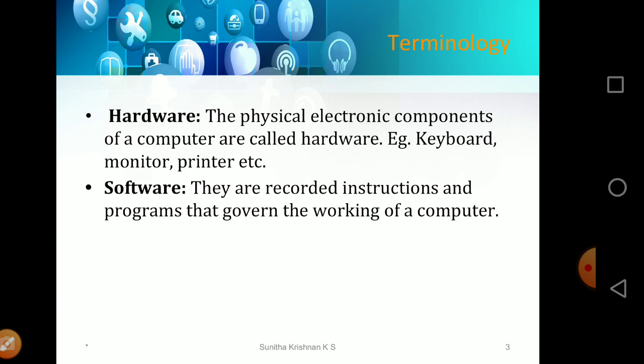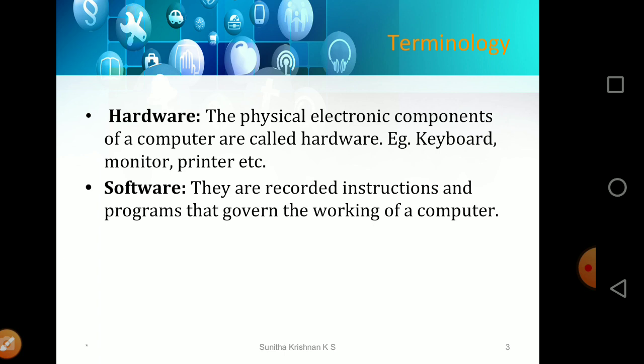Hardware. Hardware is the physical electronic components of a computer. That means the components of the system on which we can touch and feel. For example, keyboards, monitors, printers, etc. You can touch and feel them. So those parts are known as the hardware.